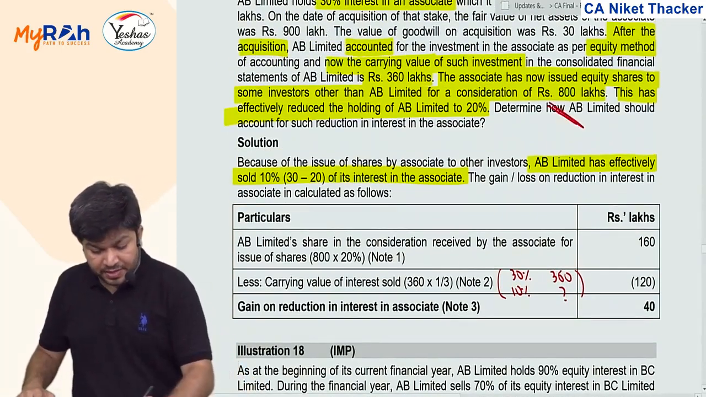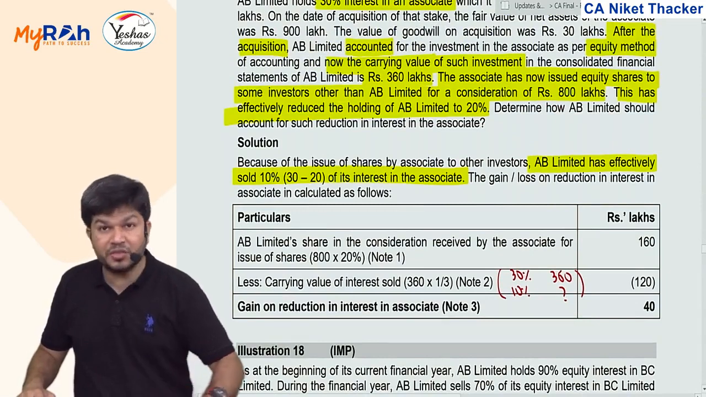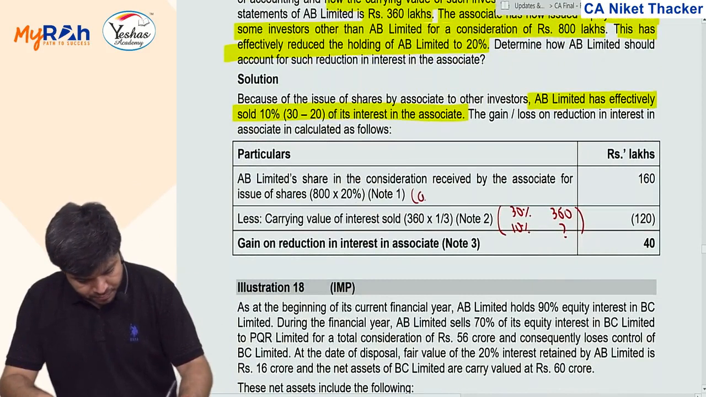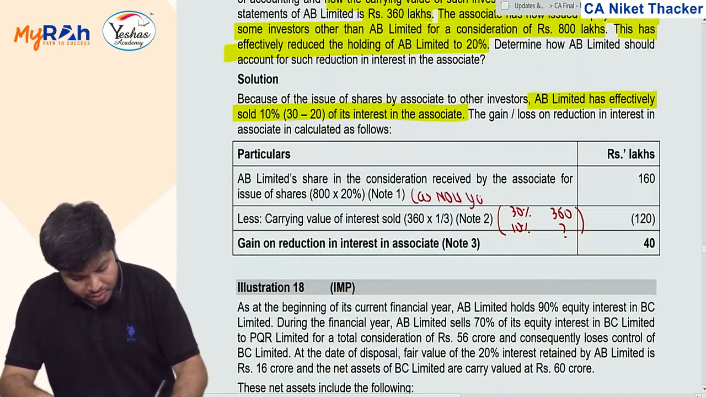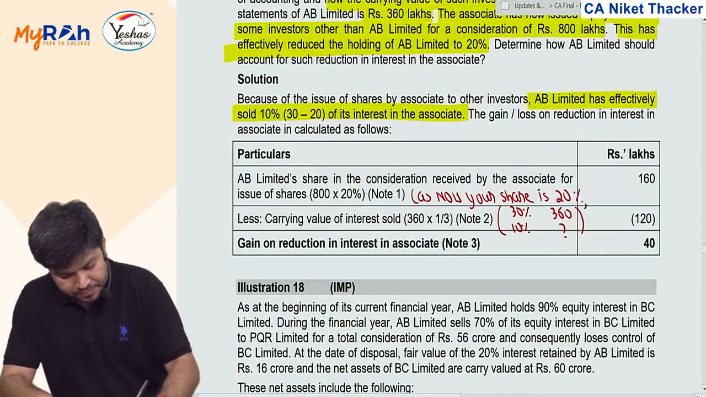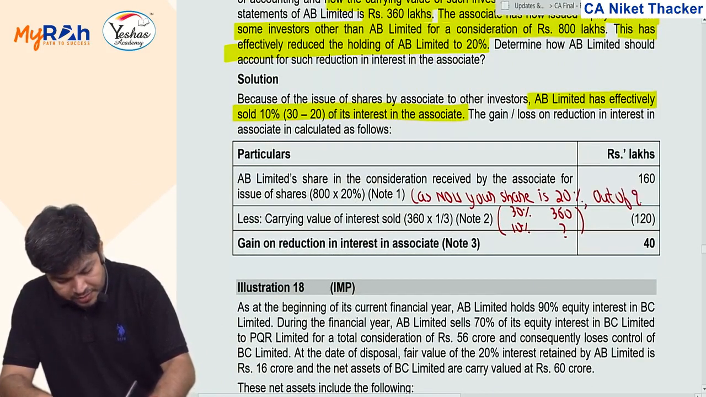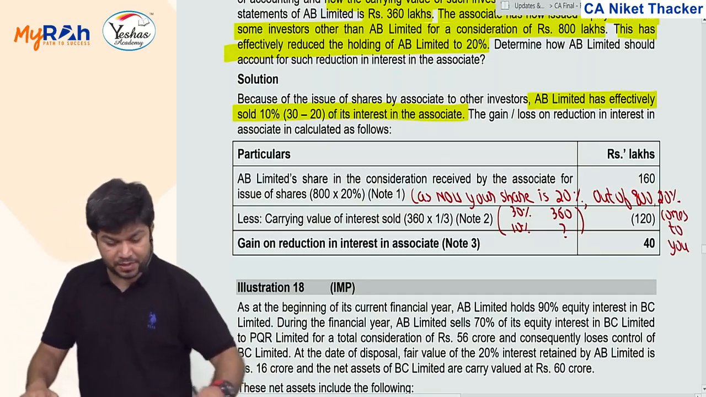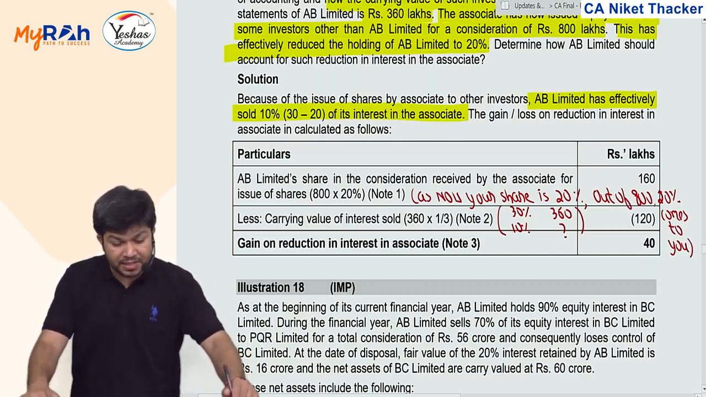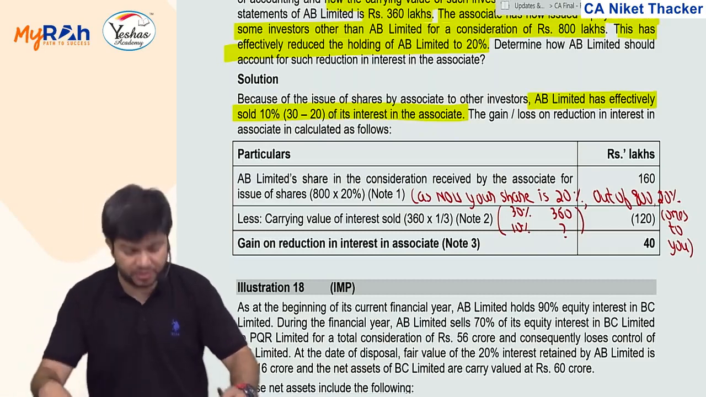They issued 800. Now your share is 20%. Out of 800, 20% you will receive. 160 you are getting. Carrying amount 120 gone. Reduction in interest is 40.